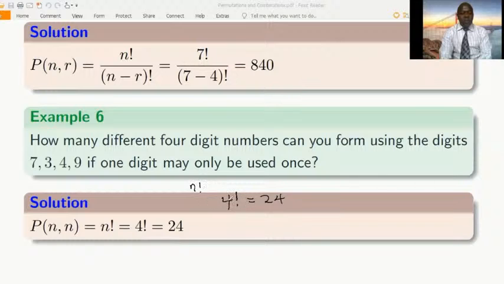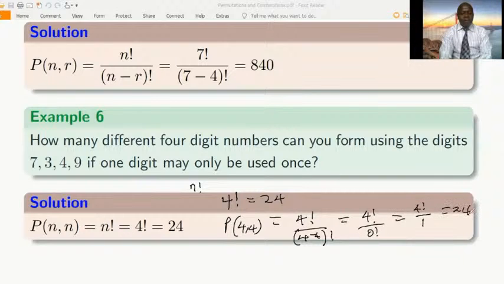But if you do not remember this, then just do it: permutation of 4 taken 4 at a time, which will be 4 factorial divided by (4 minus 4) factorial. And this will be 4 factorial divided by 0 factorial. But 0 factorial is 1, and this is 4 factorial, which is 24. So you will still do it that way, and that's how we do this question.